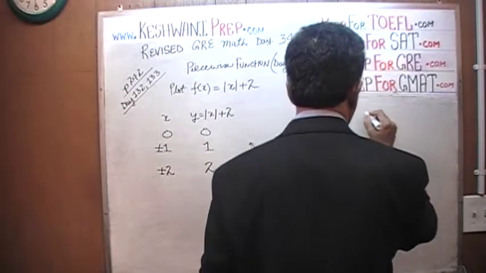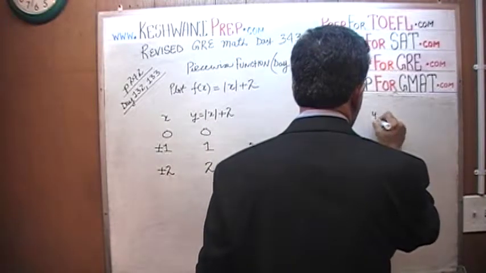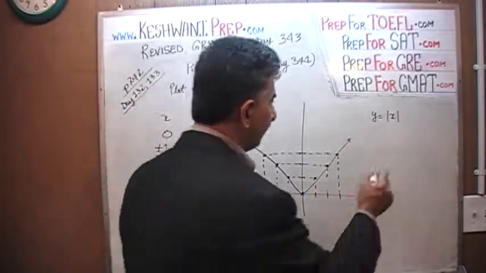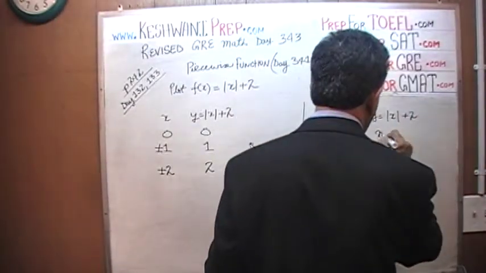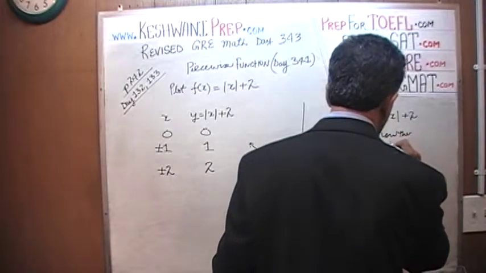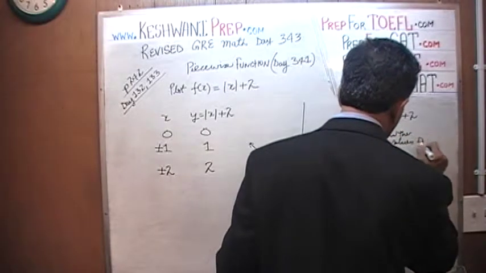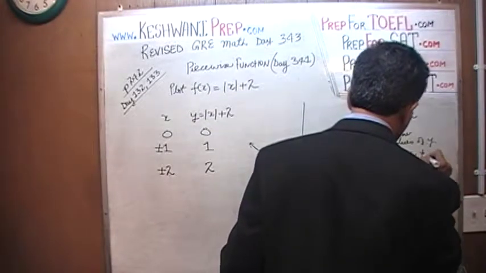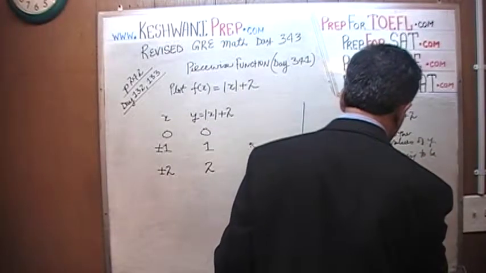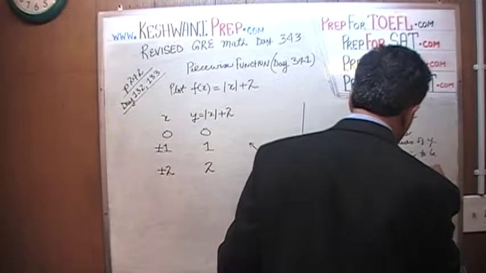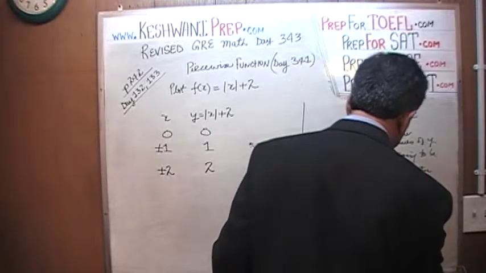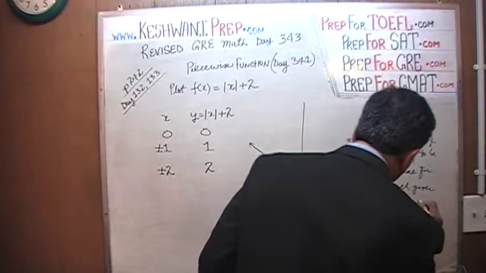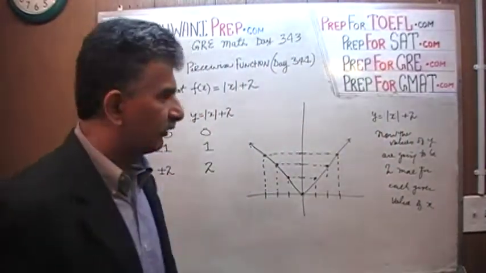Now, when we have y is equal to f of x, y is equal to absolute value of x, and we add 2 more to it, now the values of y are going to be 2 more for each given value of x. Obviously, this is very straightforward.